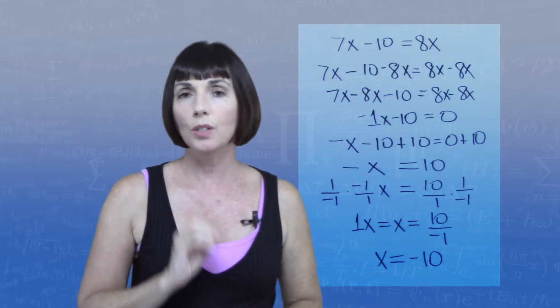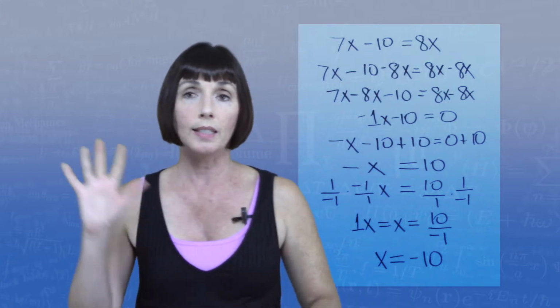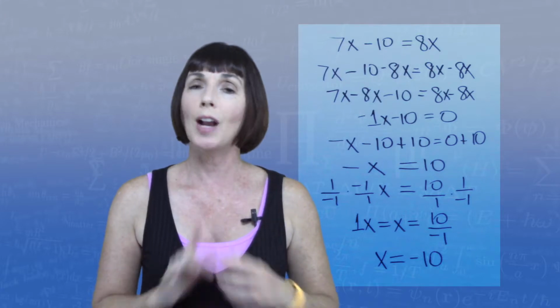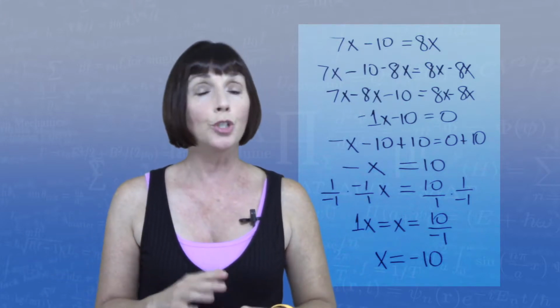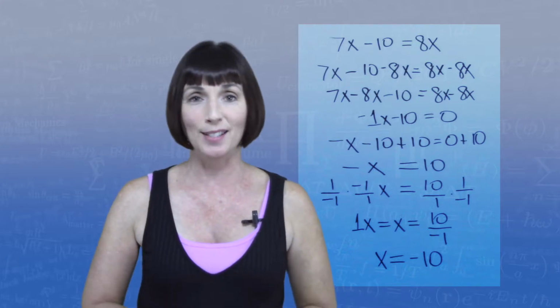Now, you could also do this by, instead of subtracting 8x from both sides, subtracting 7x from both sides. So try it like that. You should come out with exactly the same answer, x equals negative 10.